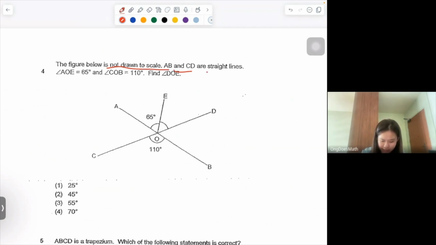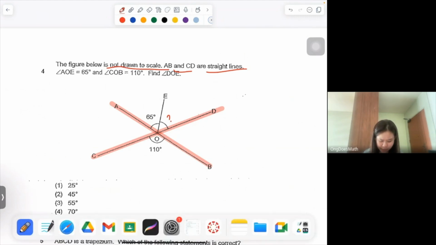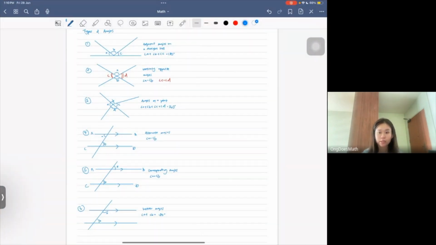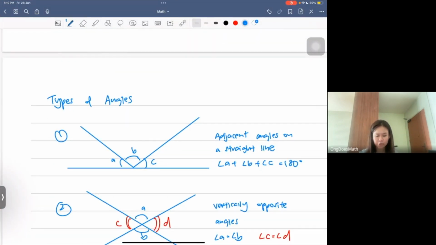Next, AB and CD are straight lines. So you want to highlight the straight lines. AB and CD are straight lines. AOE is 65 degrees, COB is 110 degrees, and they ask you to find this angle over here. So for angle questions, there are only like 6 properties that you need to think of. Angle questions are relatively easier, because if you can recall all the properties, you'll be able to do the questions. So I will recap all the properties of angles you need to know.